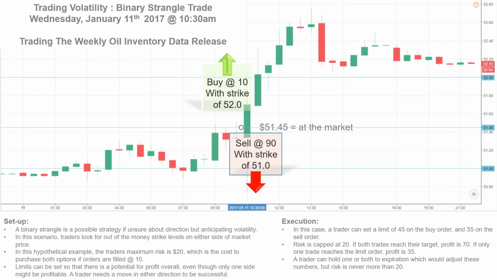So in this hypothetical example, the trader's maximum risk is $20 net of, or not including, fees, which is the cost to purchase both options if the orders are filled at 10. So your purchase of your strike at 52, which in this example is above the market at 51.45. So let's say you buy for $10 a strike above the market at 52. Then you can sell a strike at 51 also for $10. So your maximum risk, not including fees, is $20. You've bought a $10 contract above the market, you've sold a $10 contract below the market.